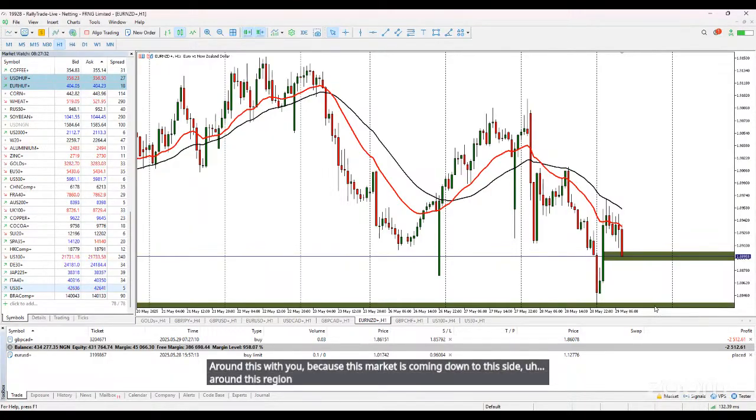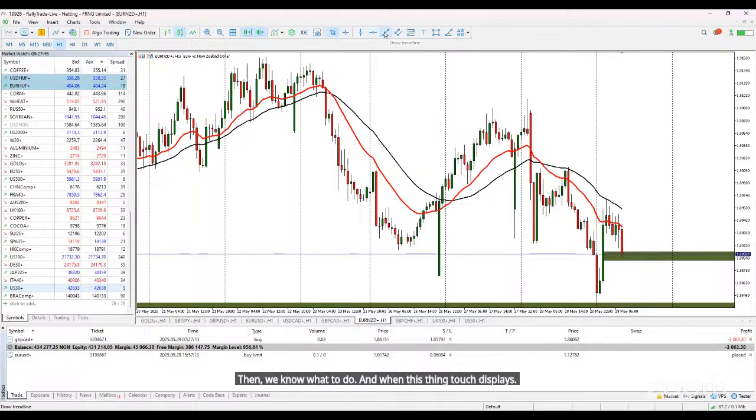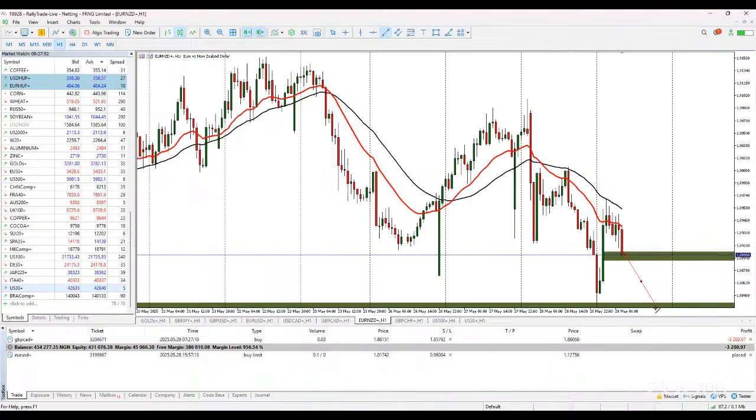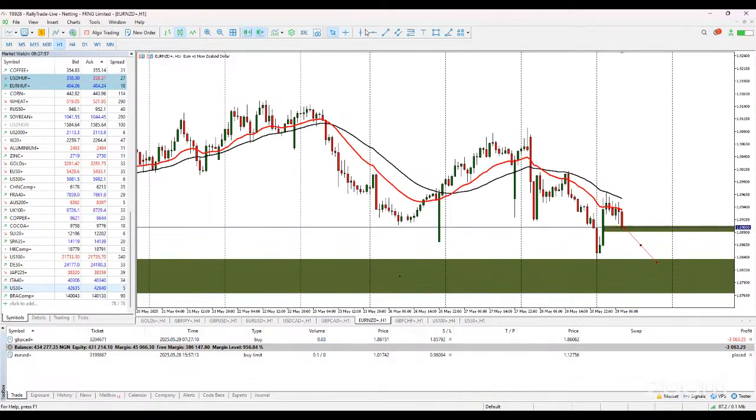Then what do we do? The thing will spark from here. So for some of us that want to take advantage of the instrument, then we know what to do. And when this thing touches this place, this is what I'm envisaging. Touch this place again, then it's going to be massive. That is how it's going to be.